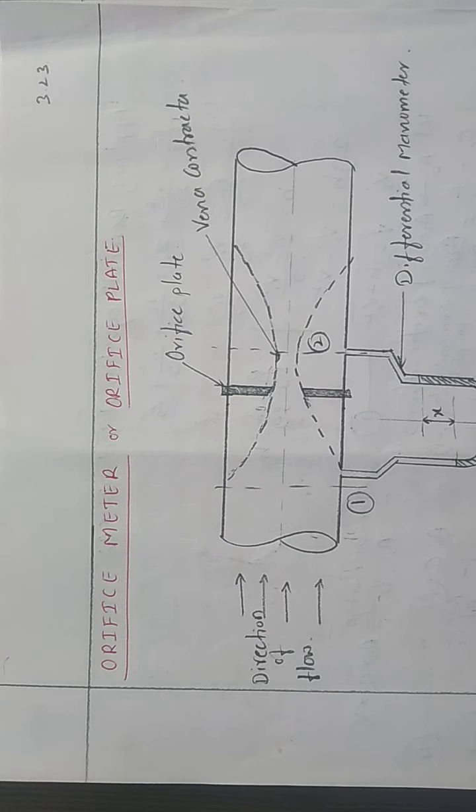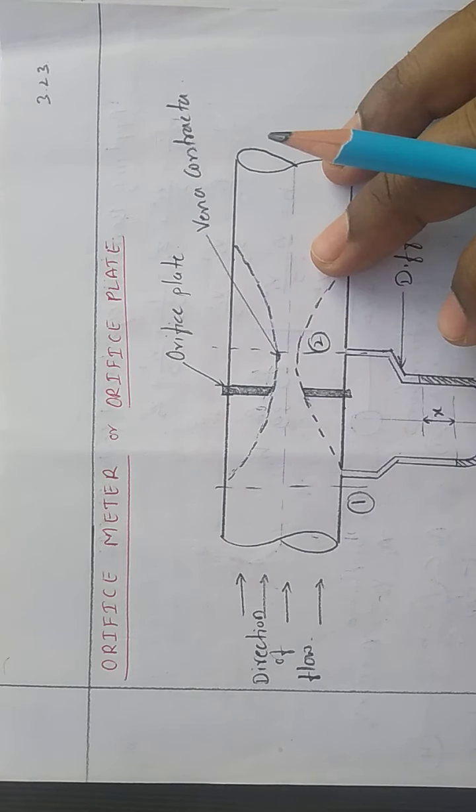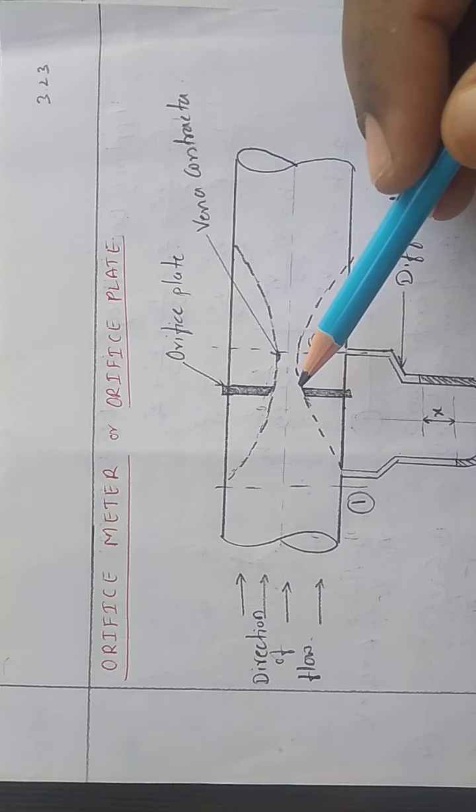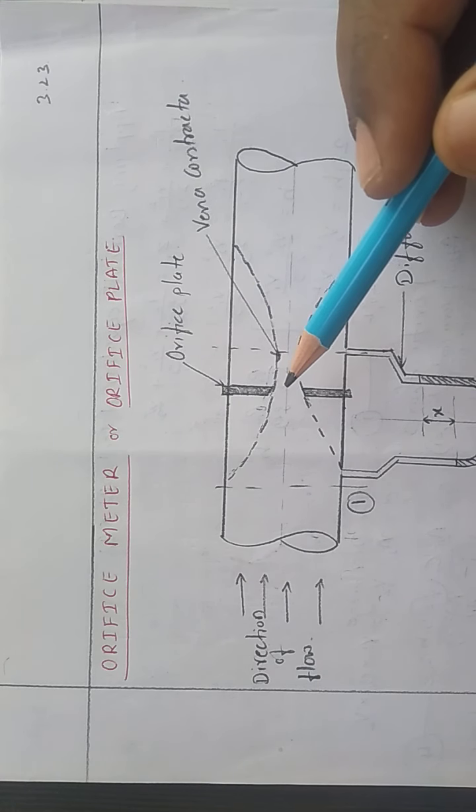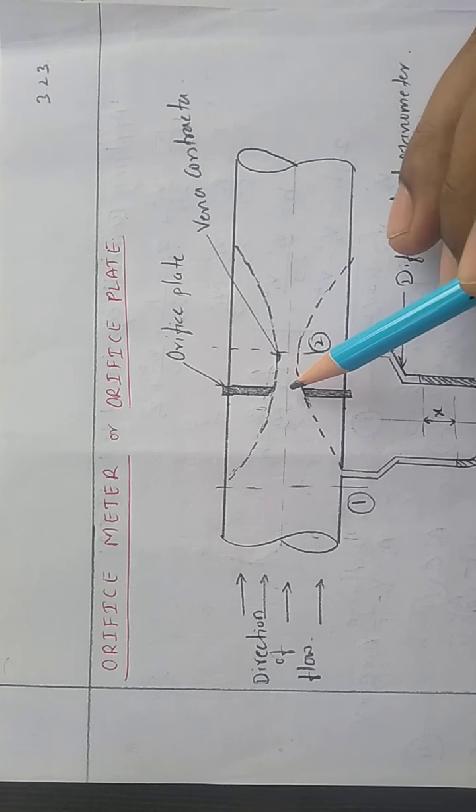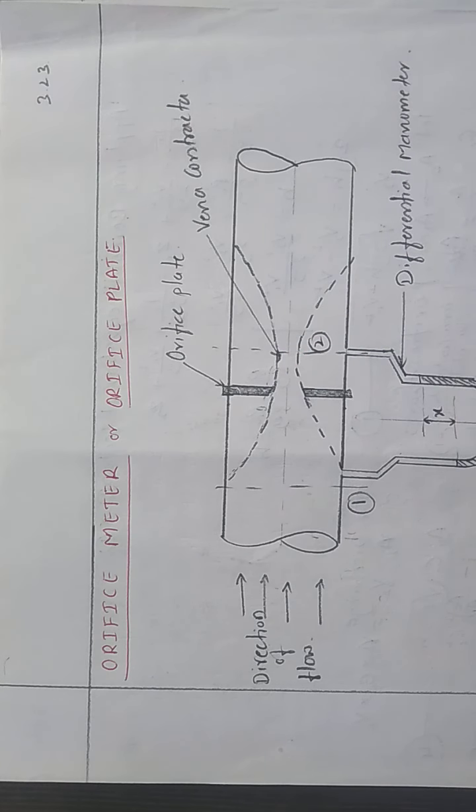So today we'll discuss the orifice meter. In the last class we discussed the venturi meter. Even the orifice meter is another type of flow measuring device. So this is the sketch. The orifice plate, or orifice meter, is nothing but a plate with a hole at the center.